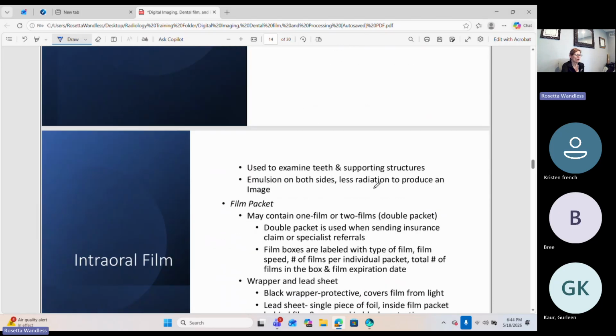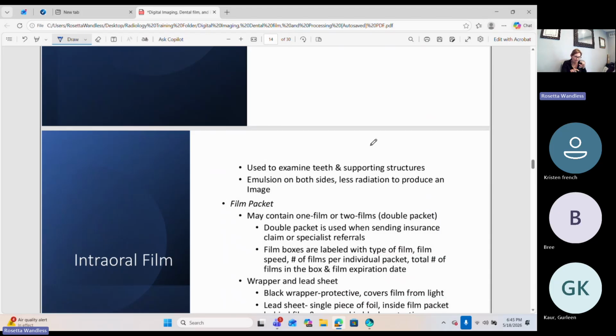Okay. Now, with that, film is used to examine teeth and supporting structures. No matter what, film is going to have emulsion on it. So let's talk about that. Emulsion is nothing more than a type of suspension gelatin. So imagine Jello. And we take film that we're going to take either intraoral or extraoral, and we dip that plastic that we would use, that base, into the gel, and that gel is emulsion.